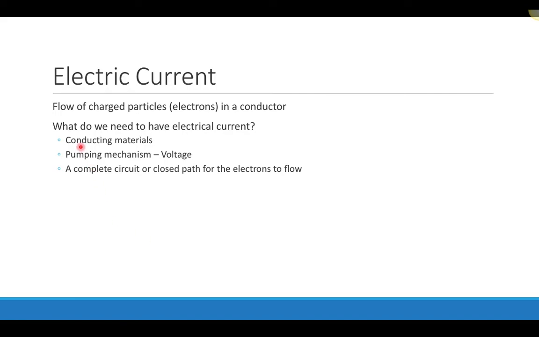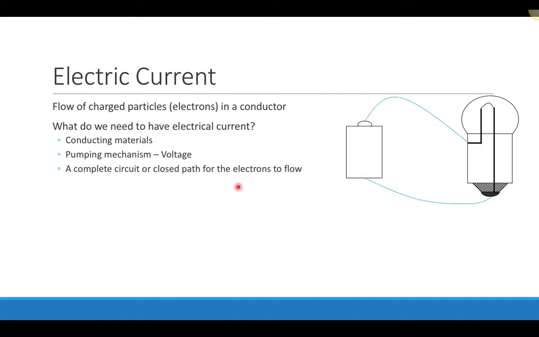We need to have conducting materials, so we have free electrons that are able to move around. We have to have a pumping mechanism, which is our voltage supply. That's the separation of positive and negative charge, which is going to allow those charges to be pushed away from the negative side of the battery and attracted towards the positive side. We also have to have a complete circuit, or a closed path, for the electrons to flow through.